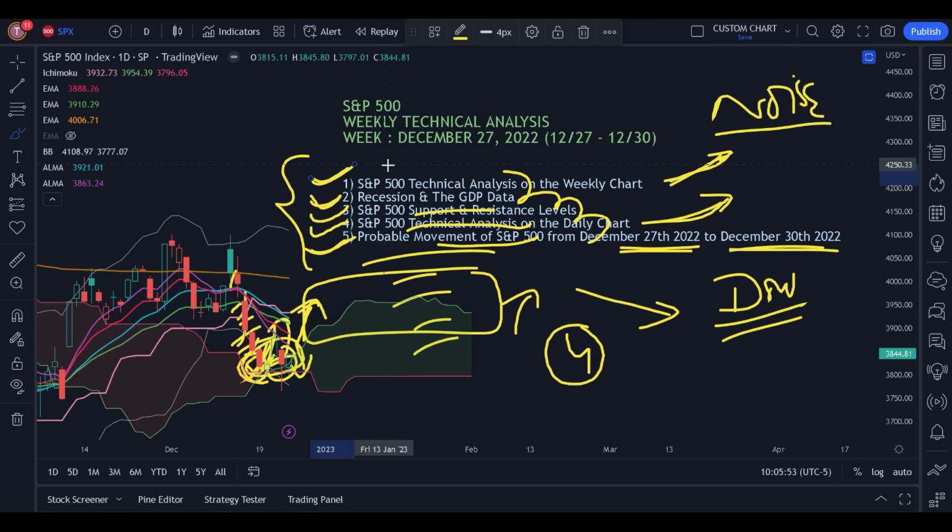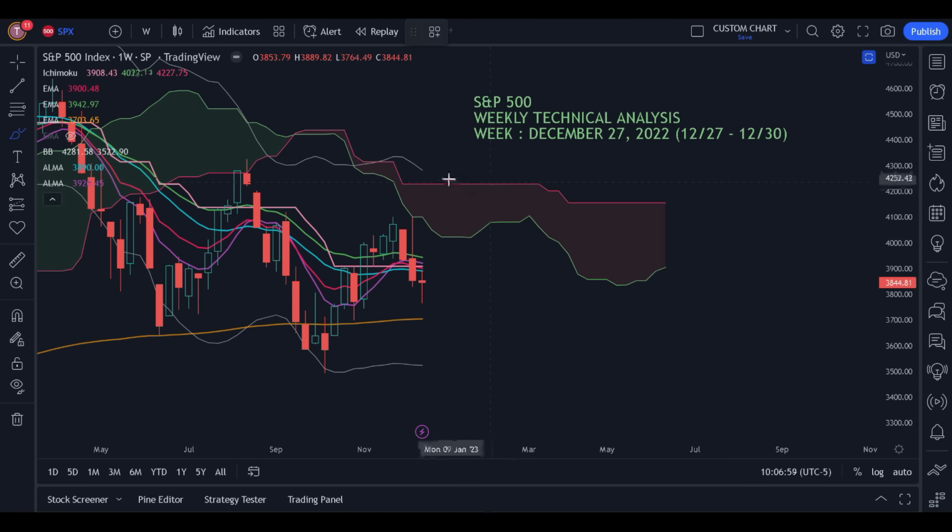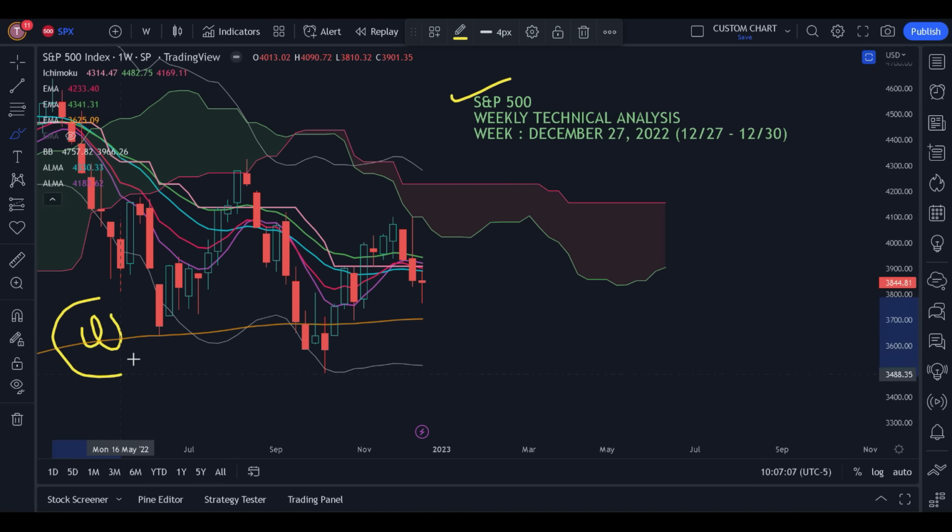So here I will talk about the S&P 500 and the Dow Jones on the weekly chart, and we will see what is happening in the big picture. What is the big picture for the stock market? So guys, this is the first point of our agenda, the S&P 500 technical analysis on the weekly chart. Weekly chart means one candle represents 1 week, not 1 day or 1 hour. One candle means 1 week, right?